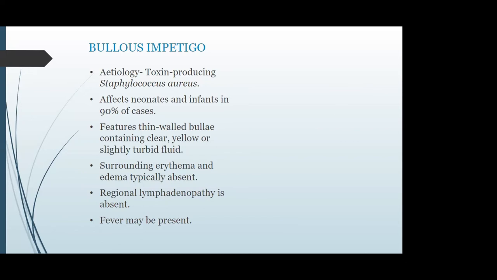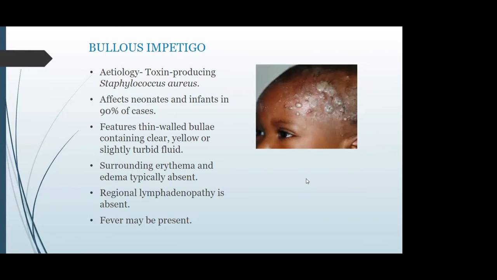Okay, there should be a picture attached to that slide. Okay, I think we can see the picture now. This is what we tend to see in bullous impetigo. And as I've described, thin-walled, fluid-filled or pus-filled lesions that look yellow, clear, with slightly turbid fluid. Next slide, please.